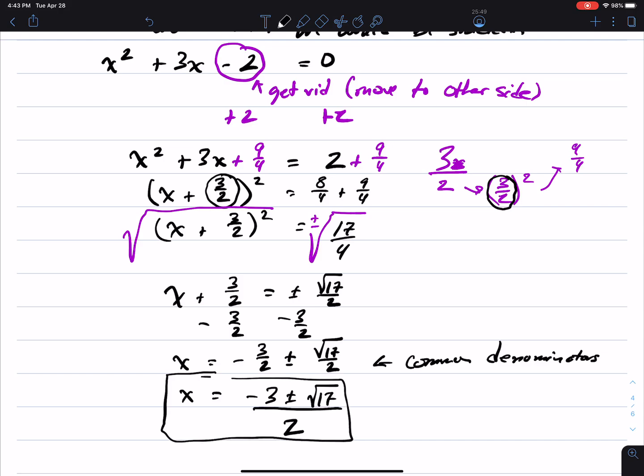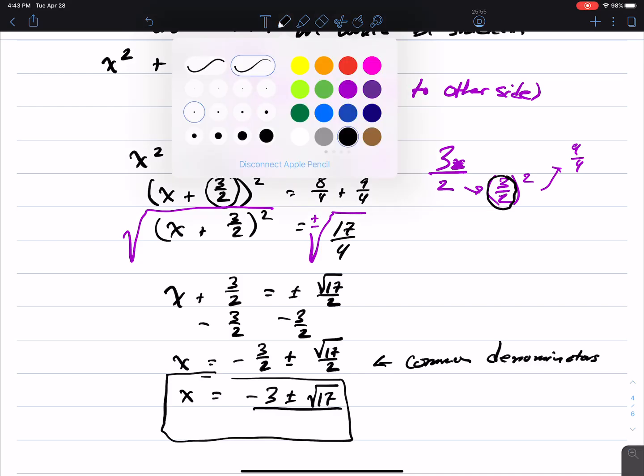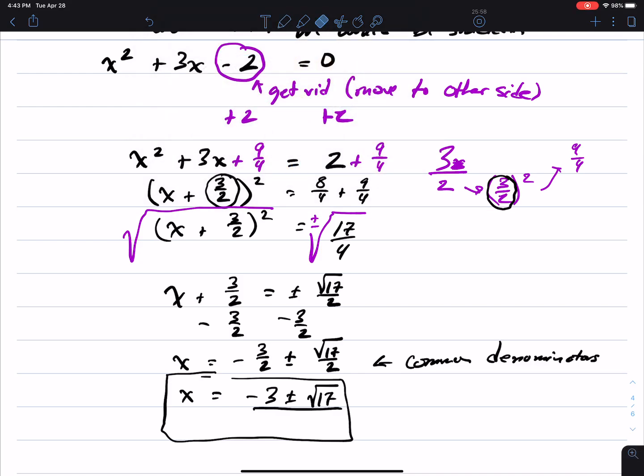Sorry, my 2 looked like a Z. That would bug me, so let me make that a little better. Make it an actual 2. We're going to finish this yet, over 2. There we go. And that is your answer for that: negative 3 plus or minus root 17 over 2.